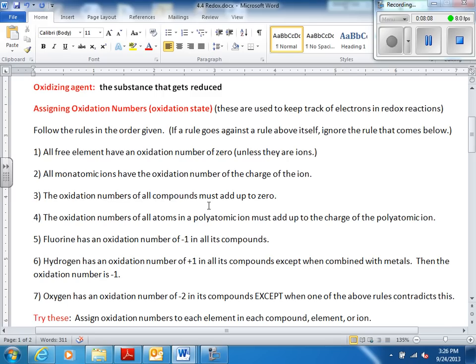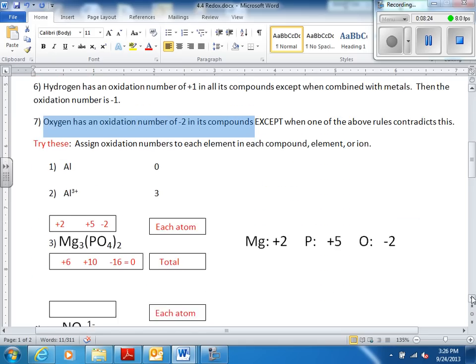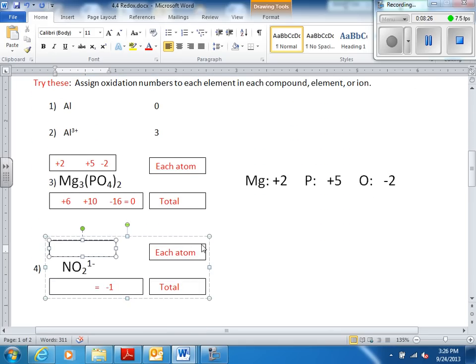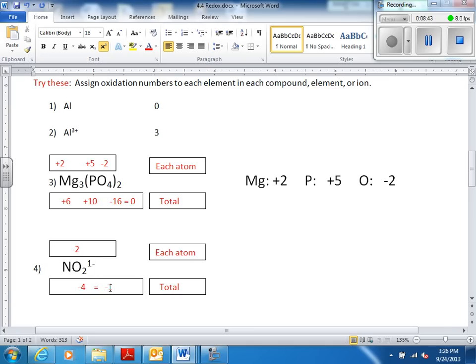The oxidation numbers of all atoms in a polyatomic ion. We just said that. Okay. There's no fluorine in here. There's no hydrogen in here. There is oxygen. So oxygen is going to be -2 because I haven't gone against that rule anywhere. So the oxygen will be -2. And the total on the oxygen, I have 2 oxygens, so the total for the oxygen is 2 times -2, which is -4. And this whole thing must add up to -1.